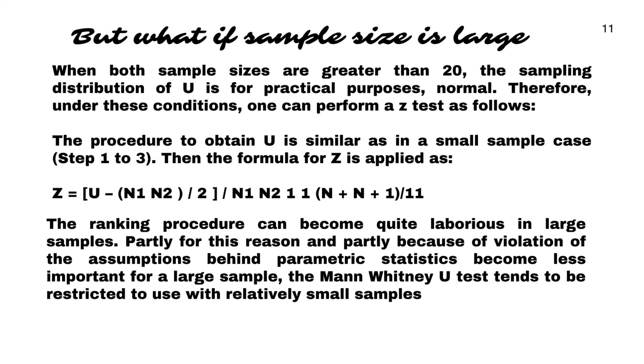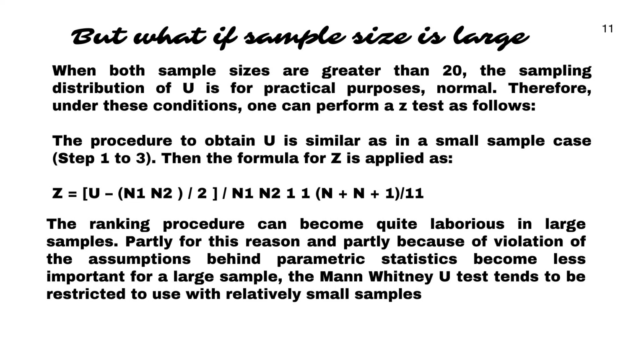But what if the sample size is large? When both sample sizes are greater than 20, the sampling distribution of U is for practical purposes normal. Therefore, under these conditions, one can perform a z-test as follows. The procedure to obtain the smaller U is as in the small sample case, step 1 to step 3. Then the formula for z is applied as z equal to U minus n1 into n2 divided by 2, divided by the square root of n1 into n2 into (n plus 1) divided by 12, where n is the total number of samples. I am just giving an example here.